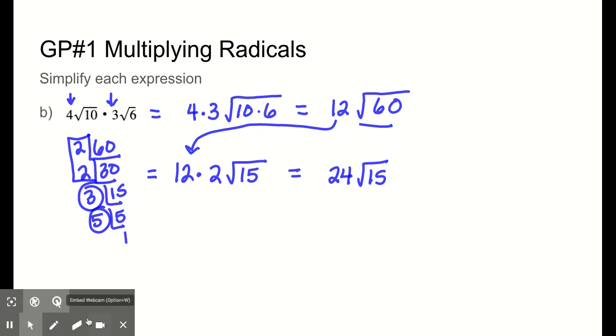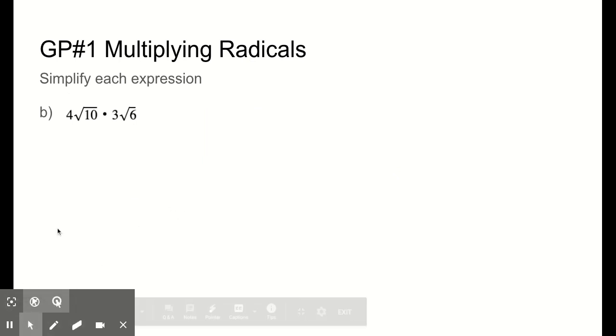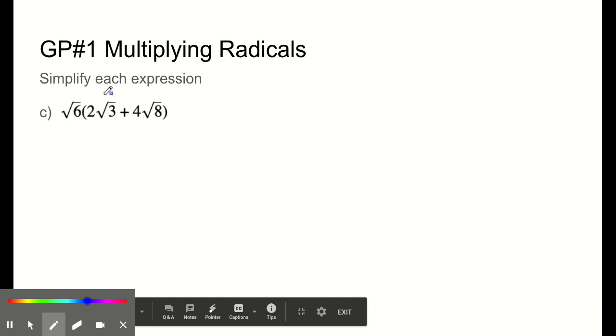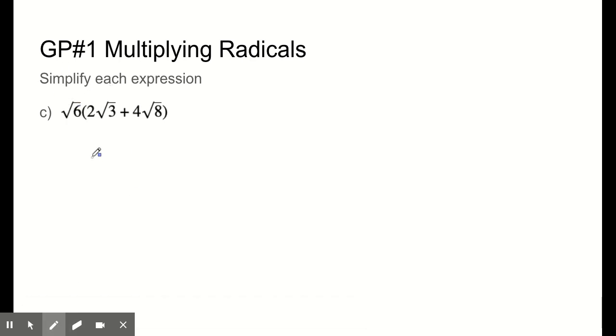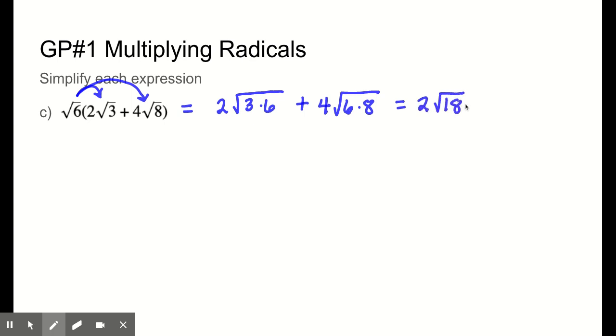We have one more problem with multiplication. So here we have a square root of 6 times the quantity of 2 rad 3 plus 4 rad 8. So we have to use the distributive property here, and we will have to multiply that radical 6 to both terms. So we are going to distribute into the parentheses. Now, when we do that, again, we can only multiply inside numbers with other inside numbers. So we're going to have 2 square root of 3 times 6 plus 4 square root of 6 times 8. So this is going to give us 2 square root 18 plus 4 square root 48.